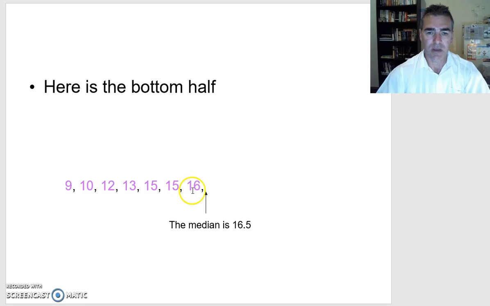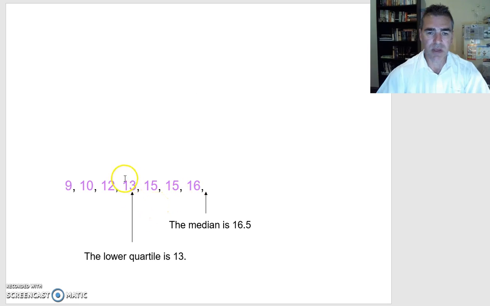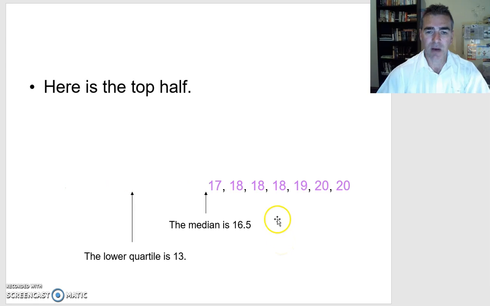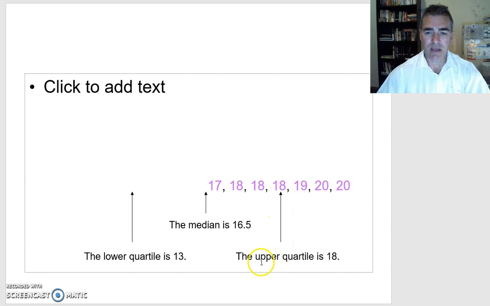Okay, so there's our 7 scores below the median, and our lower quartile is 13. Then we can take our upper scores and do the same thing, one off each end, until we find the median there. So our upper quartile is 18.